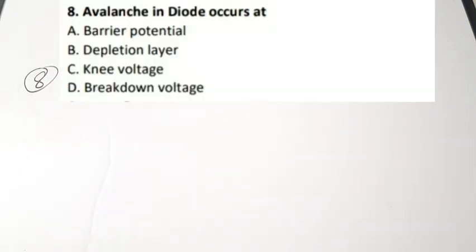The eighth question. Avalanche in a diode occurs at dash. A, barrier potential; B, depletion layer; C, knee voltage; D, breakdown voltage. So this question is a little bit difficult one, tricky one actually. So avalanche breakdown is not happening at barrier potential.